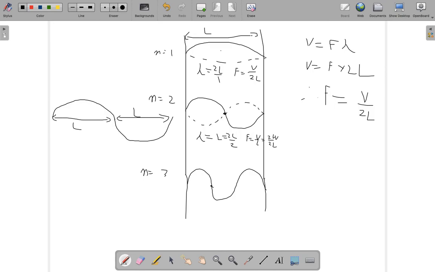We have 2 nodes over here and 3 antinodes. So those are your 3 antinodes over here. Now in this case, the wavelength is going to be 2 times the length over 3, and the frequency is going to be 3 times the speed over 2 times the length. Now let's look into why that is.